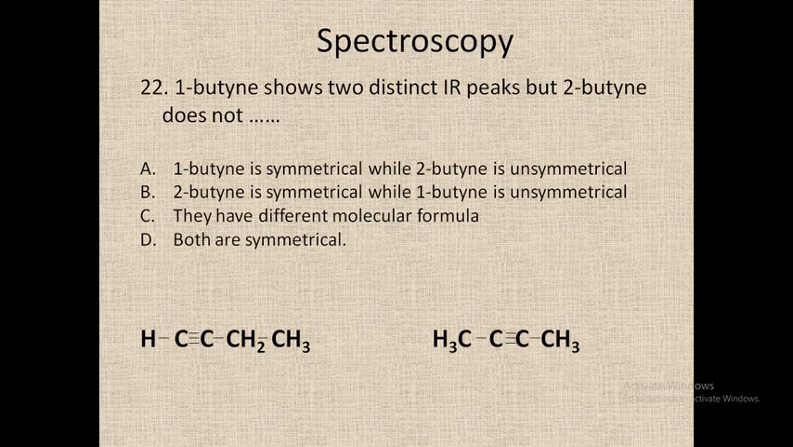So option B will be the correct one. That is, 2-butyne is symmetrical while 1-butyne is unsymmetrical.